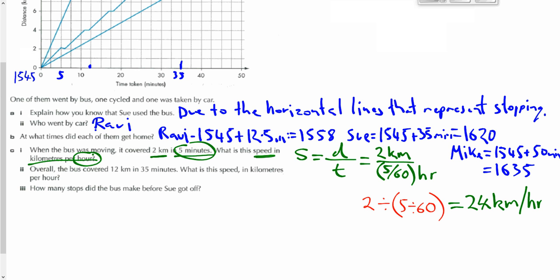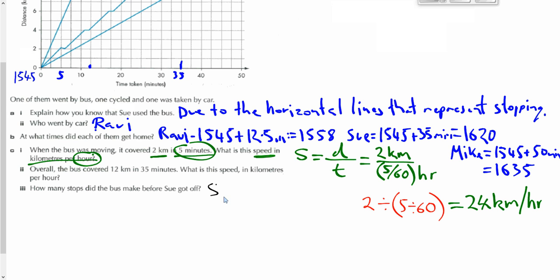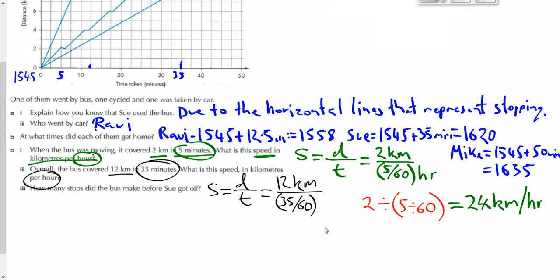Now the next one is exactly the same. We're going to do the same thing. I'll use a different color this time. So again, we're going to say that speed is equal to distance over time. And the distance this time is going to be 12 kilometres over the time, which is 35 minutes. And remember, we want to do this in per hour. So how many hours is 35 minutes? Well, we can say 35 out of 60 minutes, because there's 60 minutes in an hour, hours.